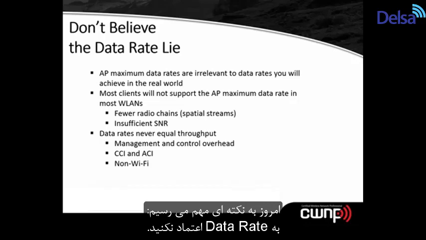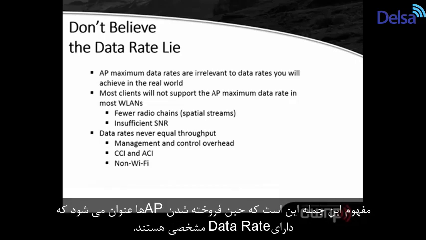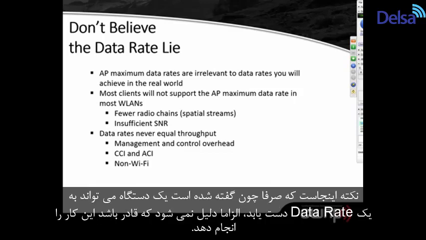Now also, here's a big one, and I like to state it in somewhat of a shocking way. Don't believe the data rate lie. Now, what I mean by that is APs are sold as being able to accomplish a particular data rate. It's often a very high data rate. The problem is that just because they are said to be able to achieve that data rate does not in any way mean that they actually can.